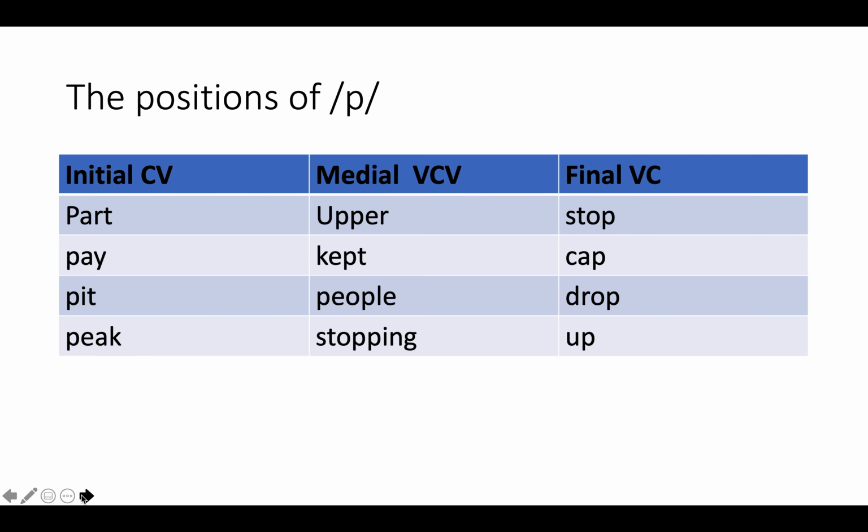In final position, p can also occur. We have, for example, stop, cup, drop, and up. Here we have V, C, which means vowel followed by a consonant. In stop, we have the vowel o, and then followed by the consonant p. In cup, also we have a vowel, and then the plosive p. The same with drop and up.